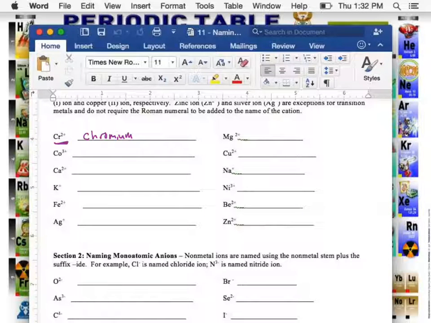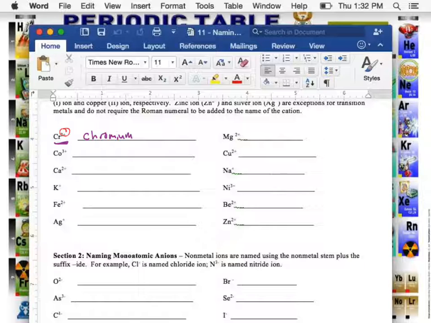Ion, or are we looking at chromium, the metal? Ion. How do you know it's an ion? It's got a charge in the upper right-hand corner. That charge is a +2. Should I specify that information? Yes. Why do I specify it?